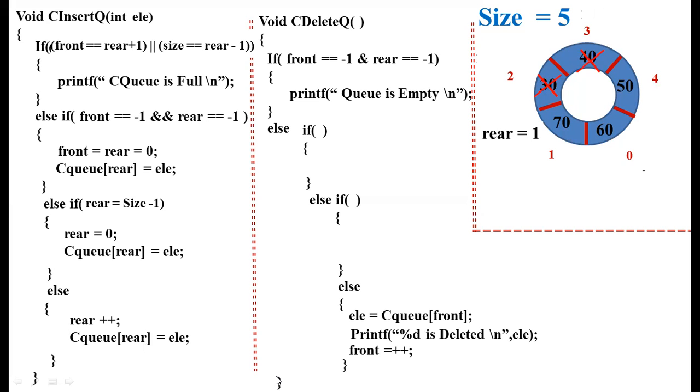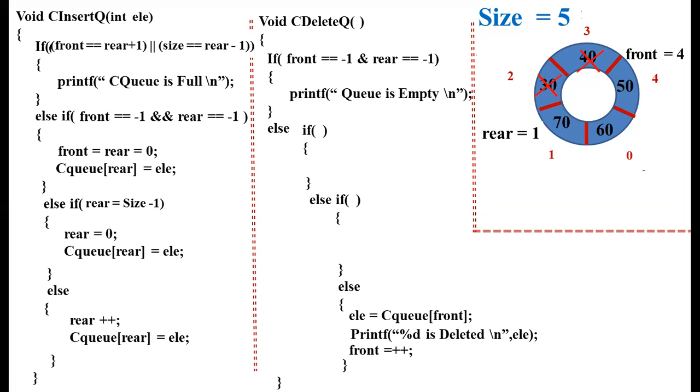So here the 40 will get deleted and the front becomes 4. Now, again, if you try to delete with the same logic, you see what happens. 50 will get deleted and the front becomes front plus plus, that is 5. But here I have no index with 5. So I need to rewrite one more logic. Let us see how we can write.